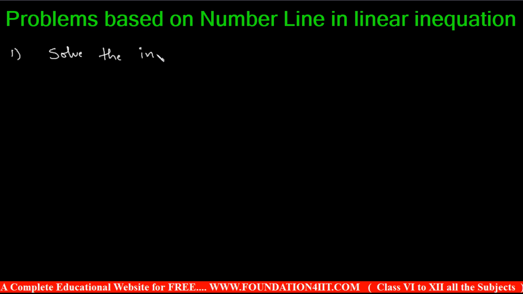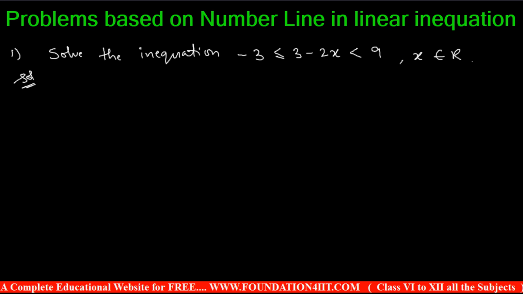Solve the inequation. That is minus 3 less than or equal to 3 minus 2x less than 9. So here is minus 3 less than or equal to 3 minus 2x and less than 9. There are three expressions here, 1, 2, 3, and x belongs to the real numbers. We need to solve this, and we'll represent this solution set on the number line. That also we'll see for this problem.